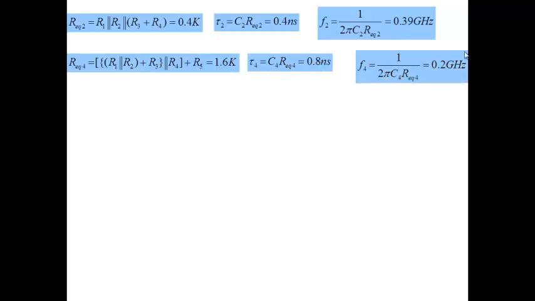0.8 nanosecond gives us 0.2 gigahertz. We are in a little bit of trouble, right? One of the frequencies is not dominant. This is 0.2 and this is only 0.4. So I can't simply go ahead and say, well, let's choose 0.2.